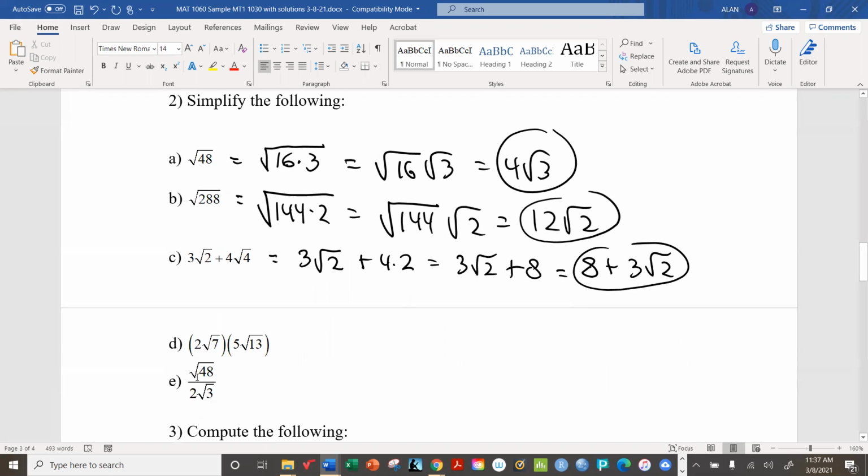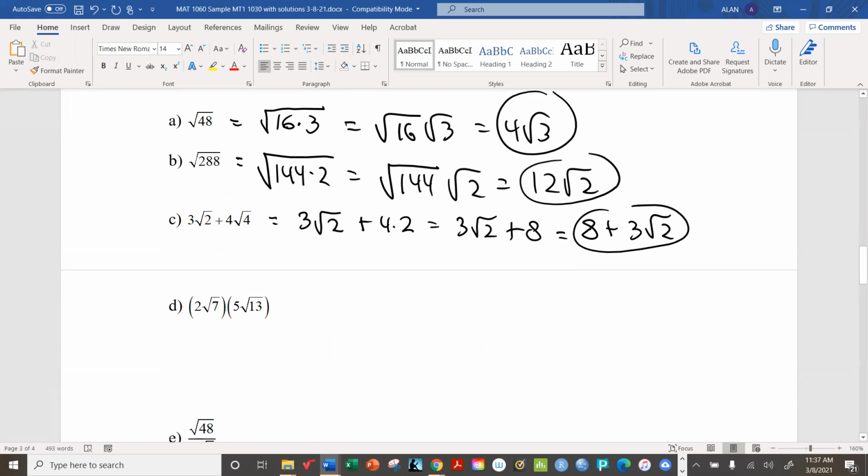All right, now here, we're multiplying, so we're going to end up with 2 times 5 times the square root of 7 times 13, which is 10 radical 91. And it turns out that 91 is prime, so we're done.